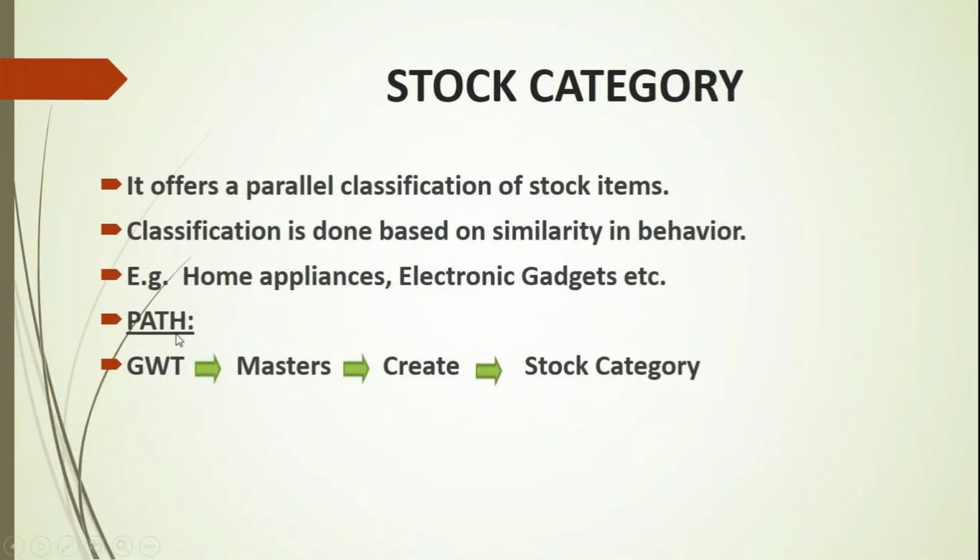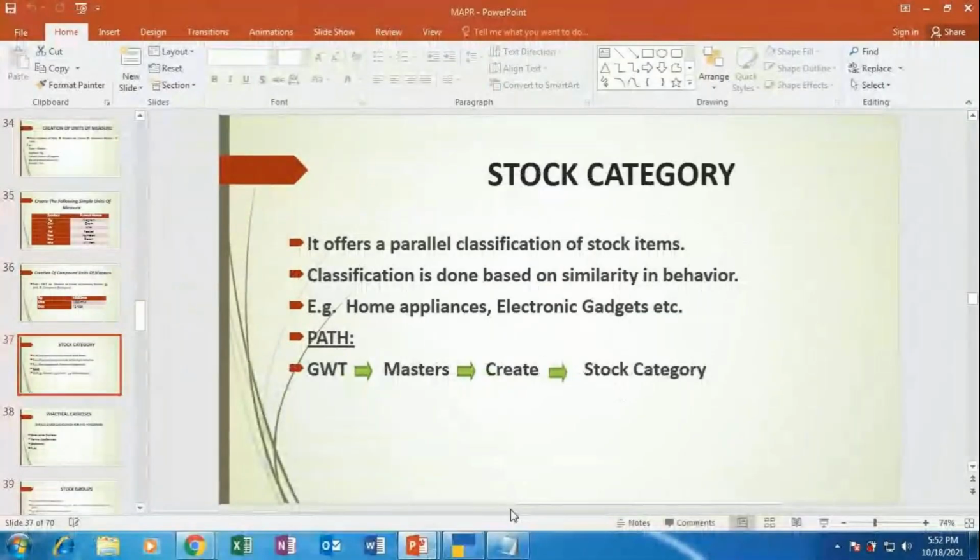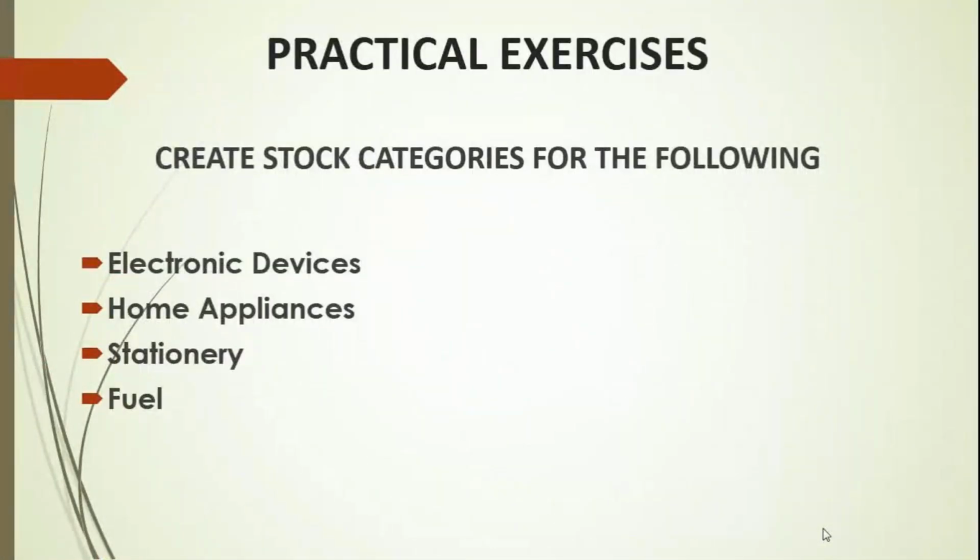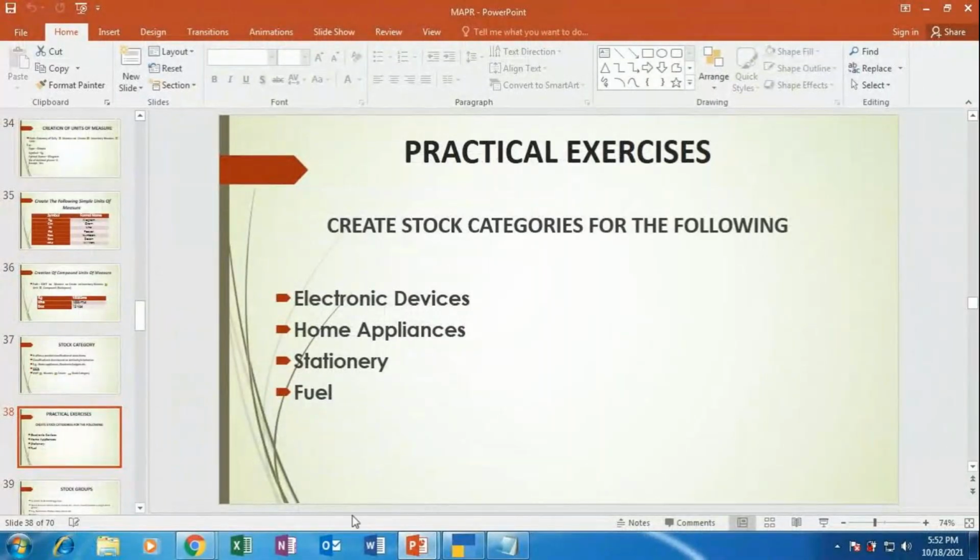So how do we create the stock category? Under Gateway of Tally, Masters, Create, we go for the stock category. So this is how we create. Here I've given four stock categories. We have electronic devices, home appliances, stationery, and fuel. First of all, we go for electronic devices, and then create home appliances, stationery, and fuel. So let us go for it.